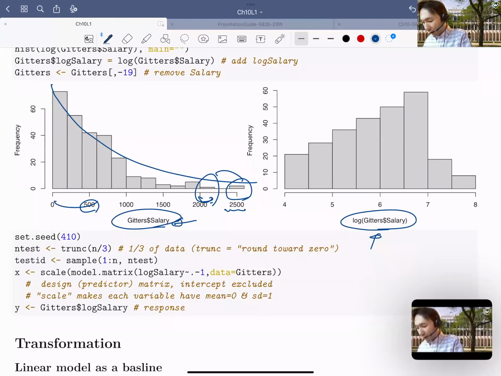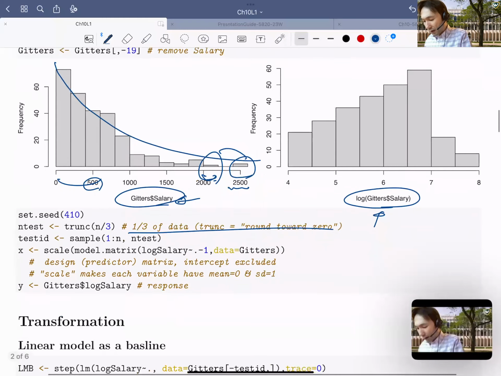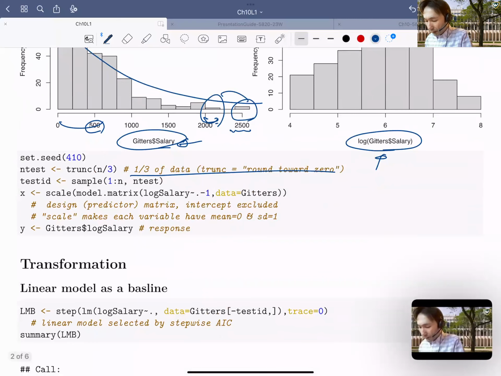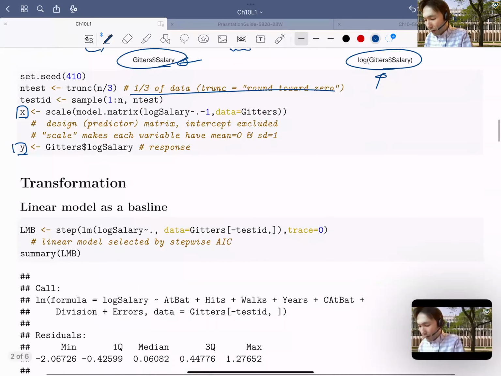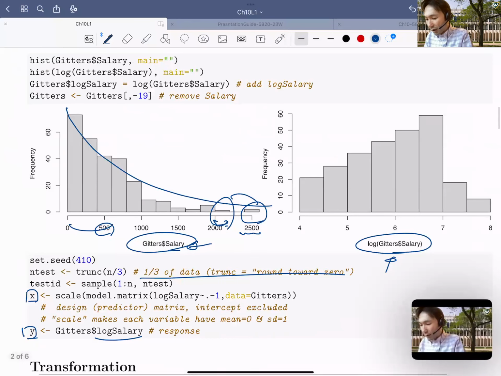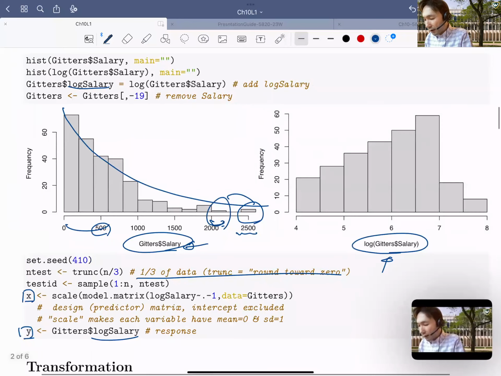So it's slightly different from the textbook's example. One third of the data is the test set and two thirds is the training set. X is the set of predictors and Y is the response, the log of salary. I added the log of salary to the original data set, and I excluded the salary from the original data set.